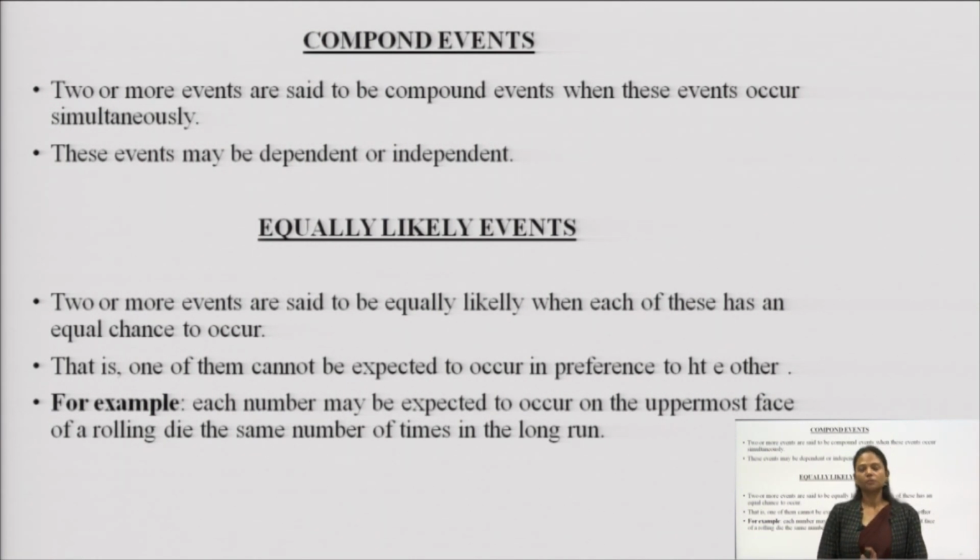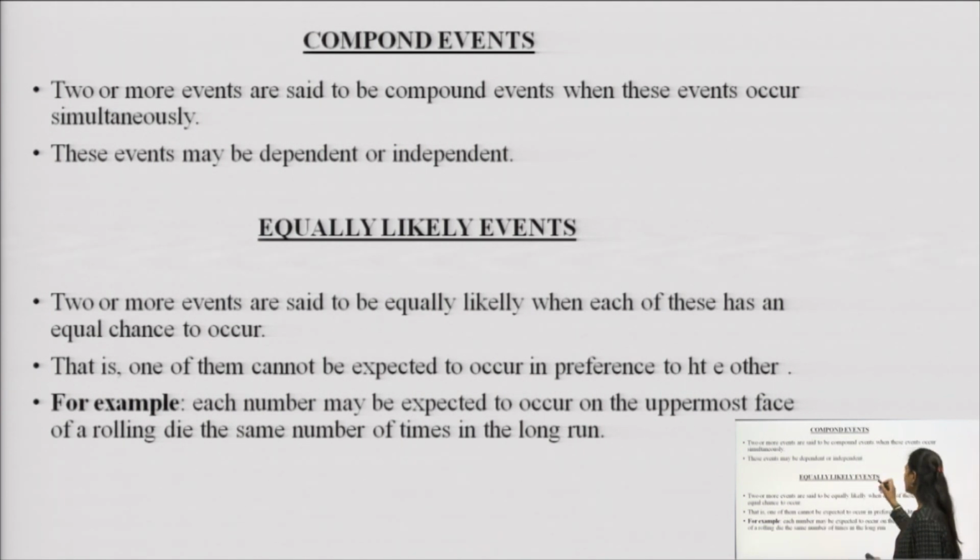Equally likely events have a very hairline difference from the previous ones. Two or more events are said to be equally likely when each of them has an equal chance of occurrence. That is, one of them cannot be expected to occur in preference to the other. For example, each number may be expected to occur on the uppermost face of a die in n number of rolls. You cannot control it; any number can come.